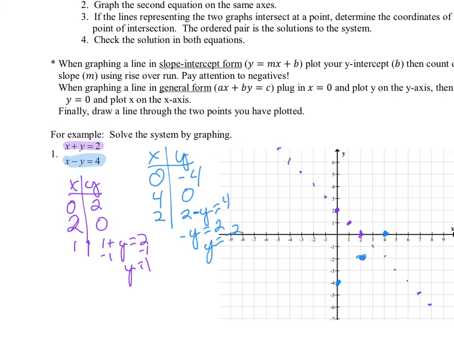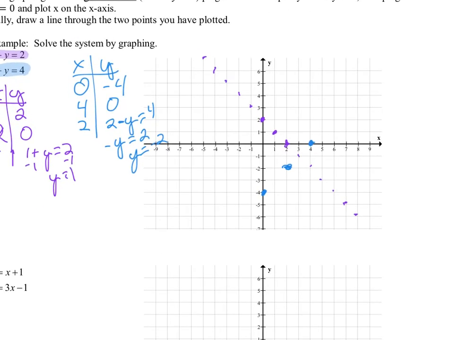Alright, so now I'm going to plot these two lines. Oops, I need to be in blue. So let's plot the blue line. And purple. Alright, there we go.